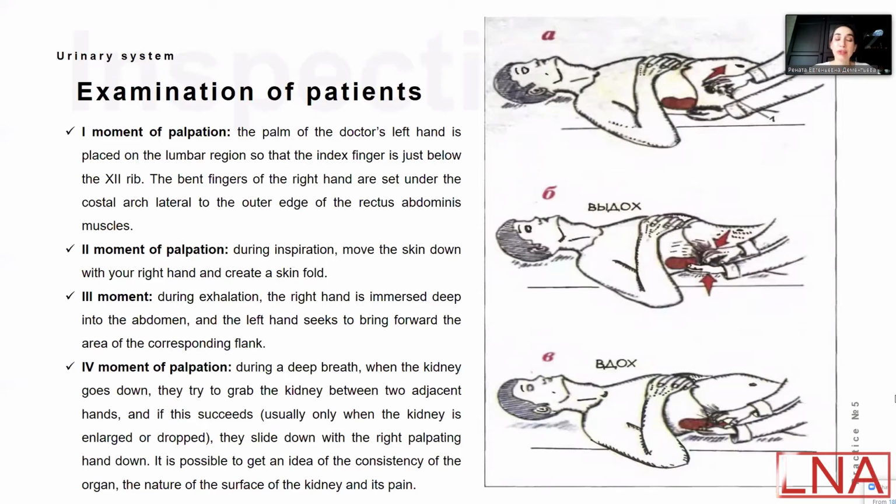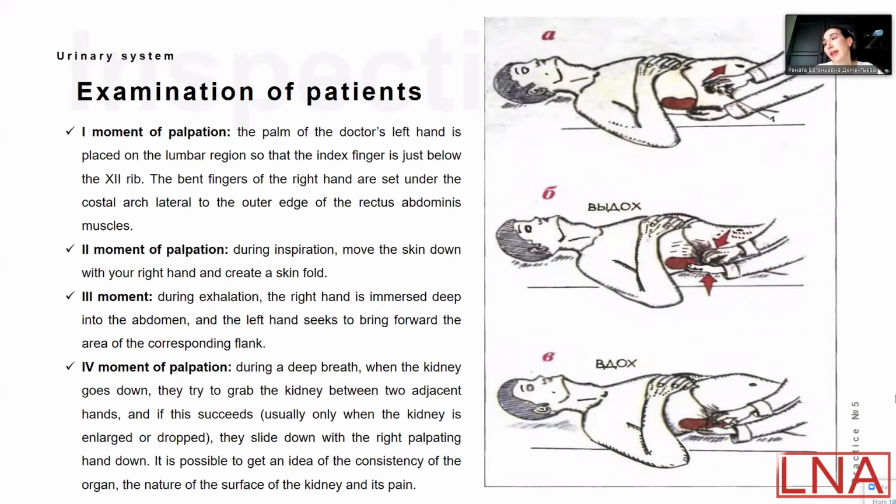And the fourth moment of palpation: during a deep breath, when the kidney goes down, try to grab the kidney between the two hands and try to catch it. If successful, usually only when the kidney is enlarged or dropped, it slides down under the right hand, and it's possible to get an idea of the consistency of the organ, the nature of the surface of the kidney, and its pain.